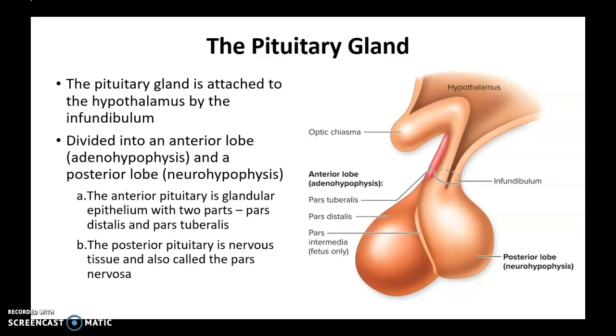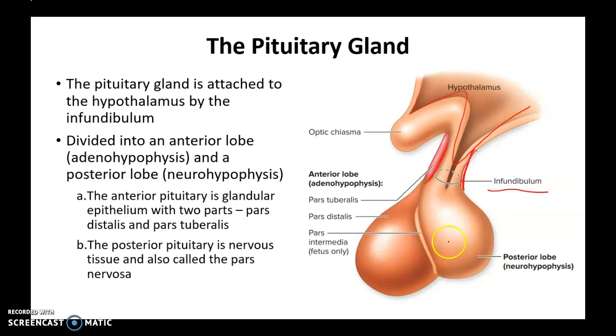Okay, now let's start talking about the pituitary gland. So we will start talking about the anatomy and see how the hypothalamus controls secretion of pituitary hormones. So in this picture, this area is the hypothalamus, and this big gland here is the pituitary gland. Now the pituitary gland is connected to the hypothalamus by this stalk. Do you see the stalk here? The stalk is called the infundibulum.